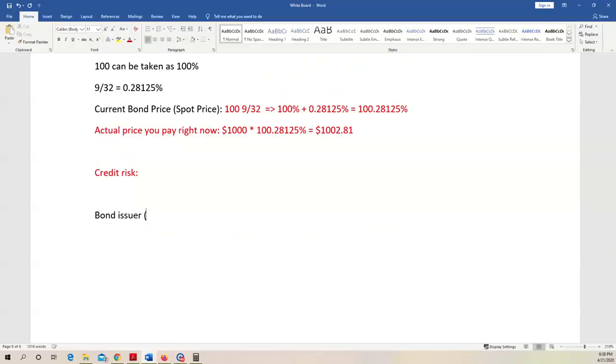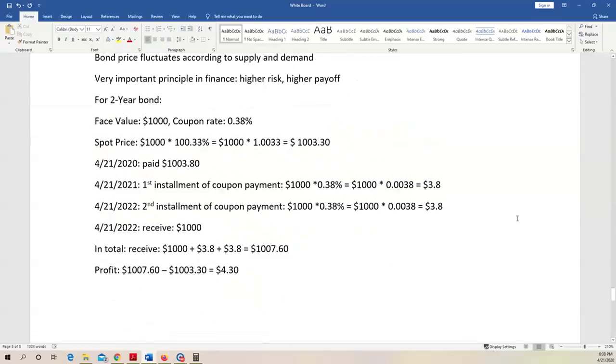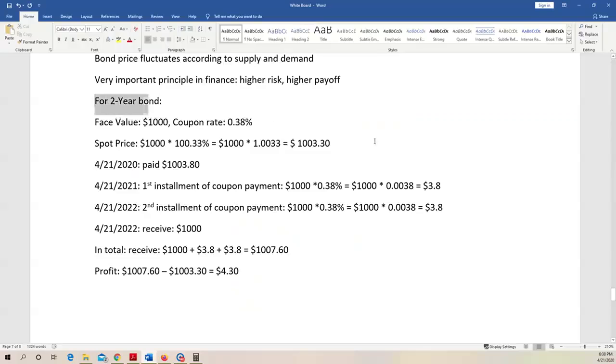Bond issuer, that means borrowers, can default on the debt. So that means if you buy a 2-year US federal government bond, right? If the US federal government defaults on its debt, that means the US federal government defaults on this 2-year bond.